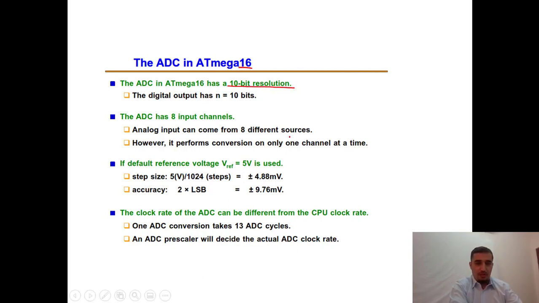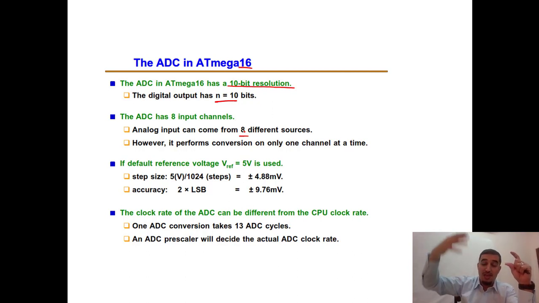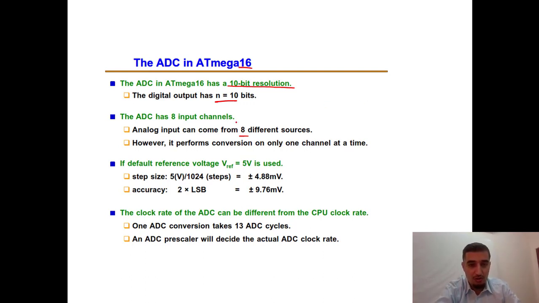10-bit analog to digital converter means what? It means we have n equal to 10. This will give us 2 to the power 10 different values, which is 1024, and we have 8 different input channels. That does not mean that we can use them all together. What we have is one analog to digital converter connected to 8 different sources, so we need to choose from which source to take at each time. This is what we mean when we have 8 input channels. However, it will perform only one channel at a time. This is stated over here.